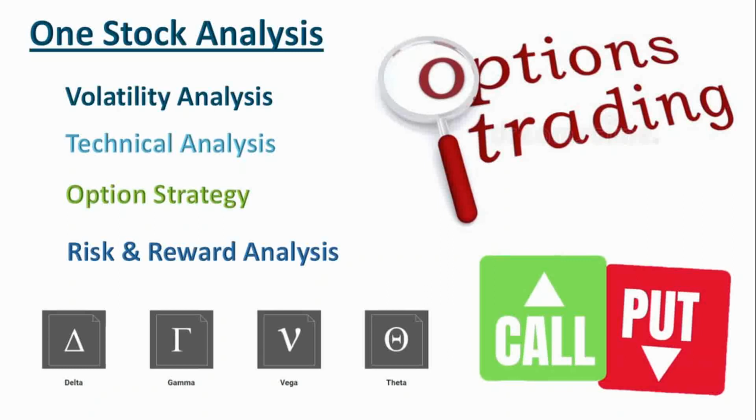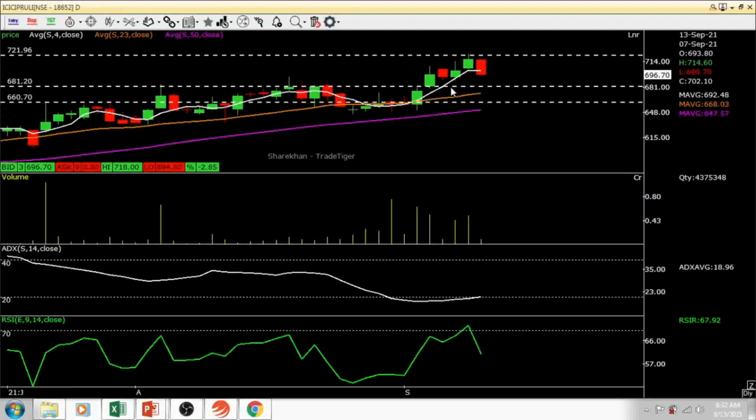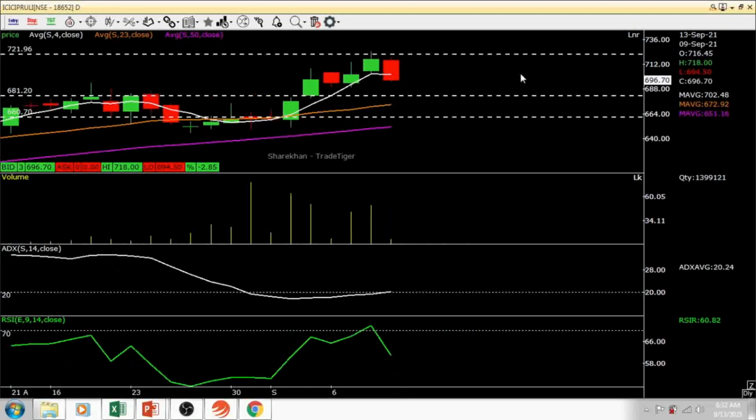First we will start with the technical analysis. What you are seeing on the screen is the ICICI Pru Life daily chart. Before we discuss anything in detail, I found there is a very strong resistance around 700, because there are a lot of call option sellers in the price range around 700. So there will be a lot of resistance. You can also see it in the chart.